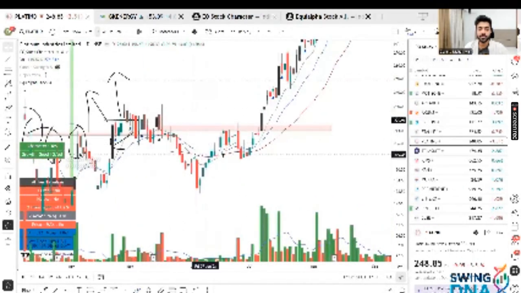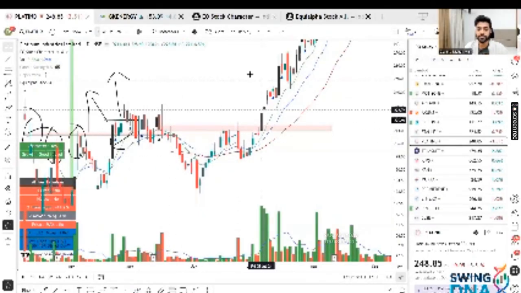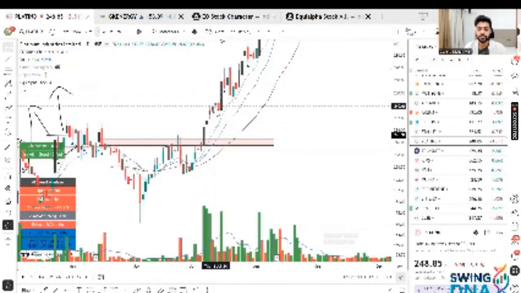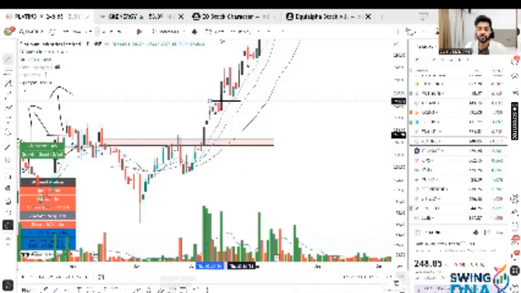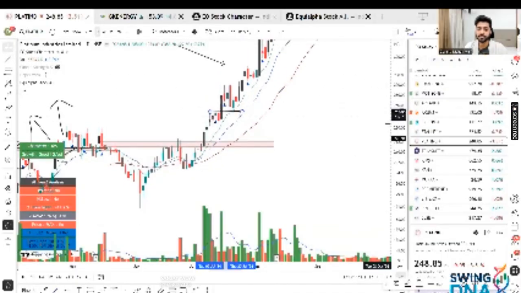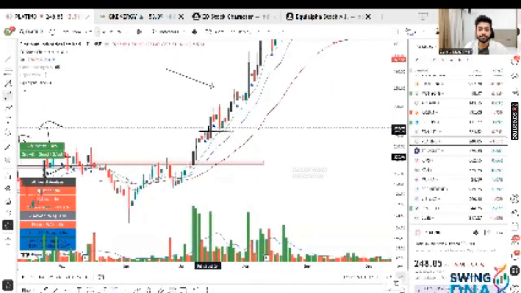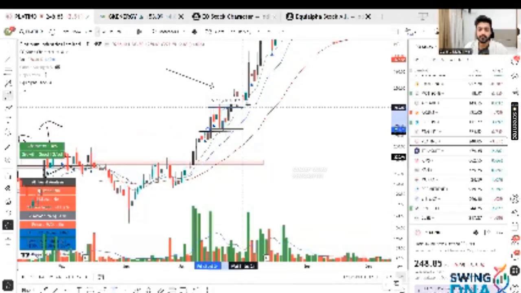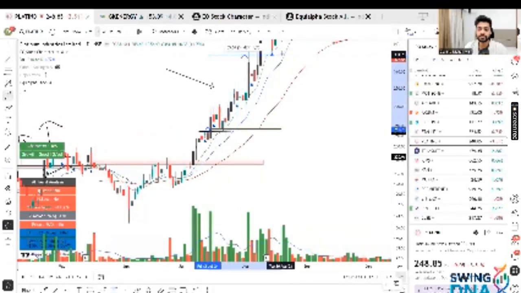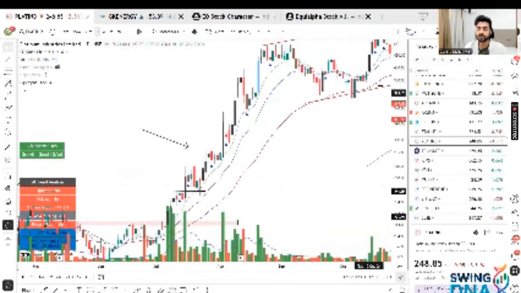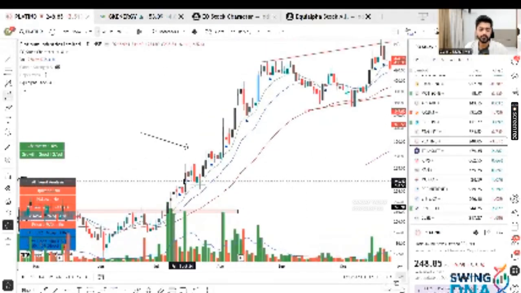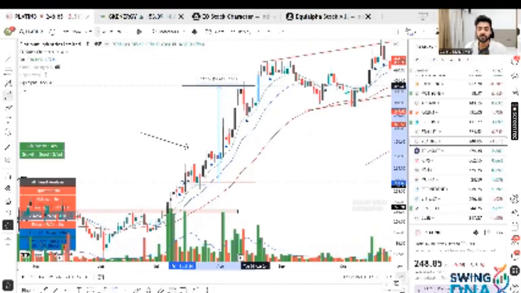Second time it again tried, setting up a base up here, gave a breakout, pullback day. Entry would have been here, 5-minute closing basis. This one worked fine. Gave big move. 50, 59, 60% move up here.